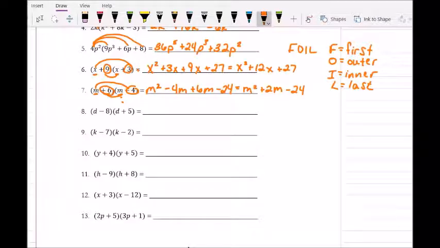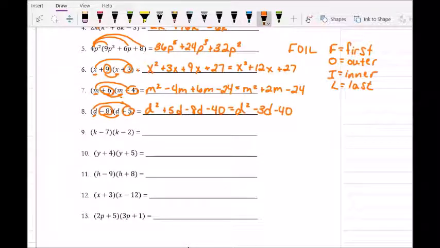Okay, number 8. First would be d times d is d squared. Outer, d times 5 is 5d. Inner, negative 8 times d is negative 8d. And last, negative 8 times positive 5 is negative 40. And then go back and combine the two middle terms. So keep the d squared. Positive 5 with negative 8 makes negative 3d, minus 40.